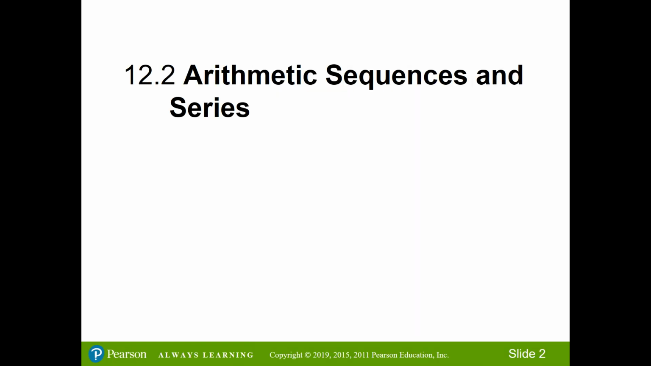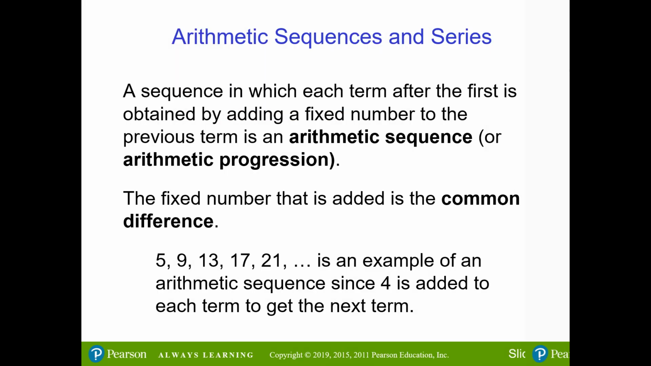Okay, let's talk about arithmetic sequences and series. So an arithmetic sequence is a sequence in which each term after the first is obtained by adding a fixed number to the previous term. The fixed number is called the common difference.